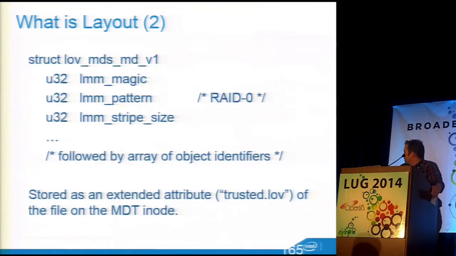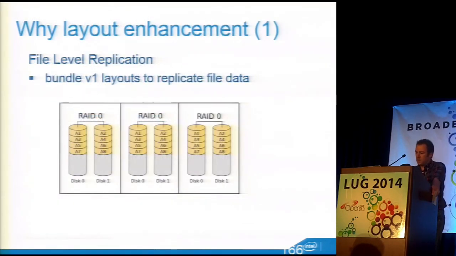How do we represent it? Well, it's just a structure with some fields. It has a magic, which tells us what layout type it is, the pattern, which is RAID 0, and the stuff I mentioned on the last slide. And we store this data as an extended attribute, trusted.lov, of the file on the MDT inode. So it's also something you can get from the file on a client mount, and so if you do lfs getstripe, you're retrieving that value and formatting it and printing it.